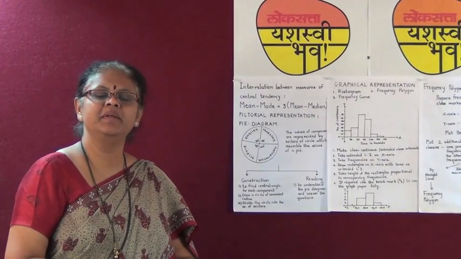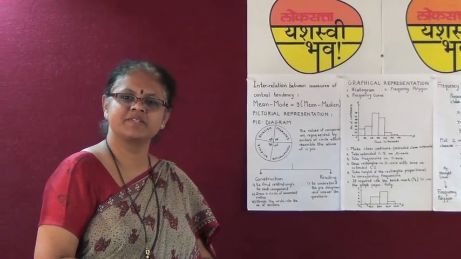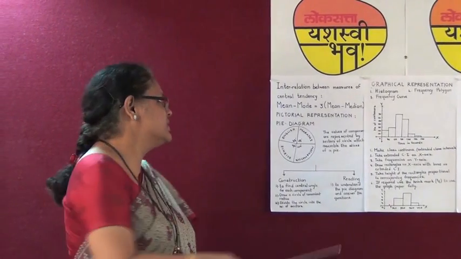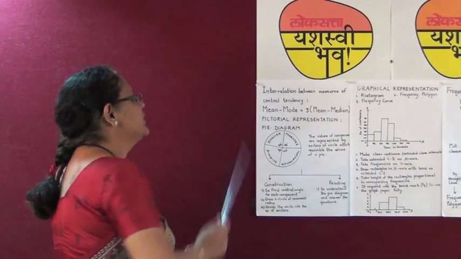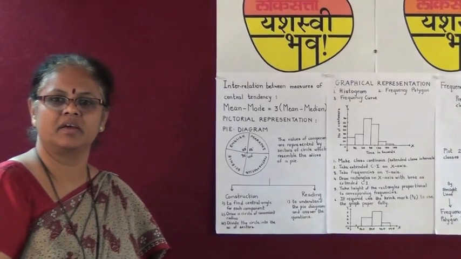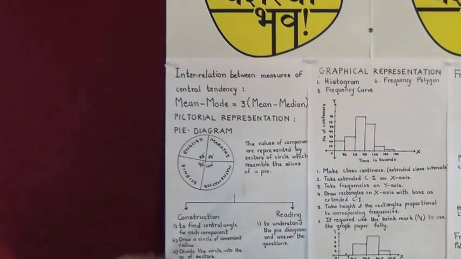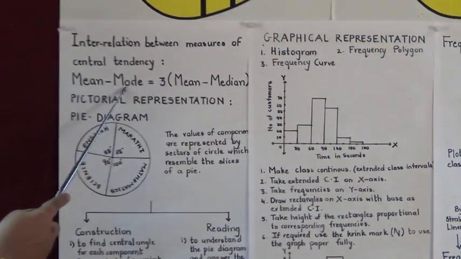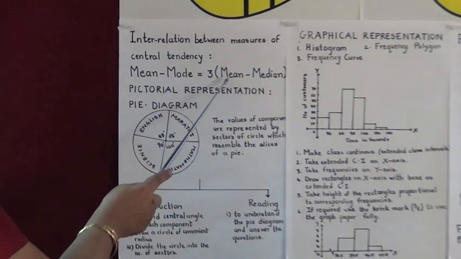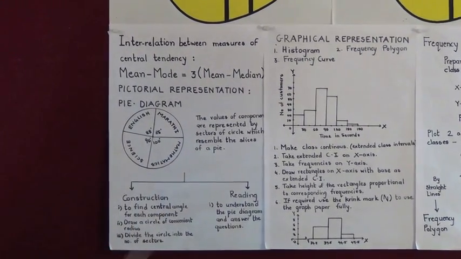We have seen the mean, median, mode of the grouped frequency distribution table. Let us understand the interrelation between the measures of central tendency. This is given by the formula mean minus mode is equal to 3 into (mean minus median).